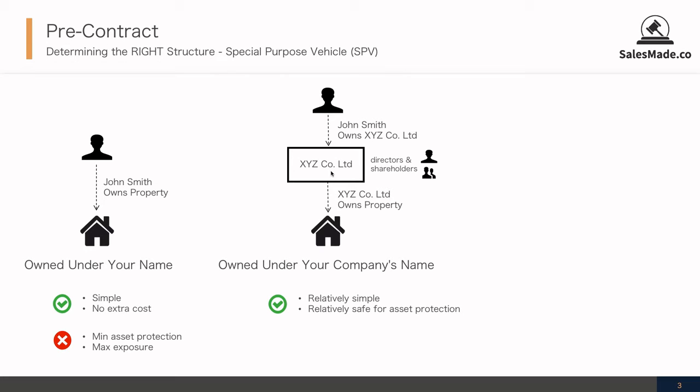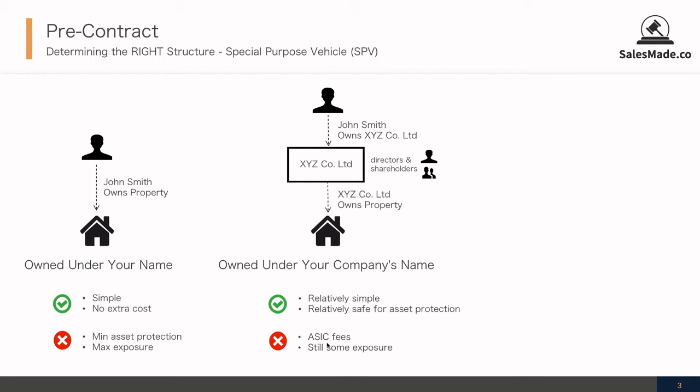The good thing about it is it's still relatively simple. In order to have a company in Australia, you simply need to register a company online. That can be done in less than half an hour. And it's relatively safe for asset protection in comparison to owning the property under John's own name. Now, as we said, there is still some exposure. If John gets sued and it's discovered that John owns part of the company, then John could theoretically lose shares in the company, which indirectly would also cause him to lose part or all of the property. So still there is some exposure.